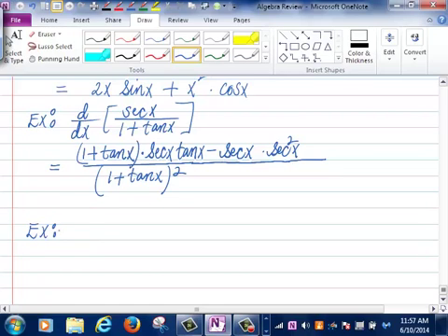Example. Suppose that y is sine squared x. What is the derivative in this case? Sine squared of x, when we write sine squared of x, what do we mean? We mean sine x to the power 2, right? Okay, so what's the derivative?